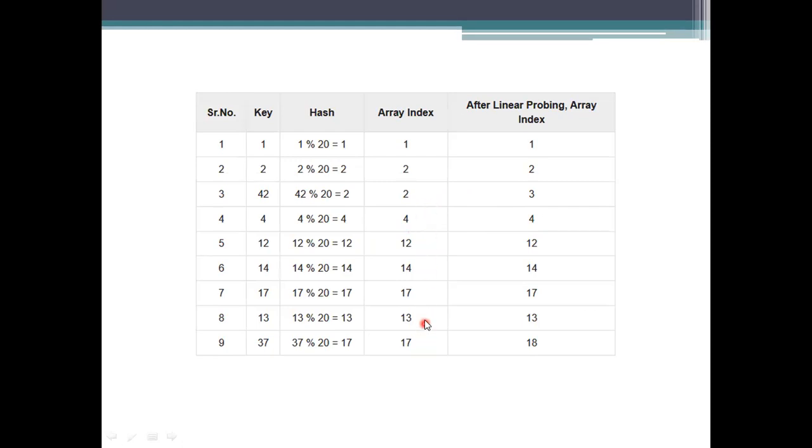And 37 has the key value, and its array index will be 18 here, because 17 is also occupied by the key value 17. So we simply take linear probing into account and perform the actions in that way.